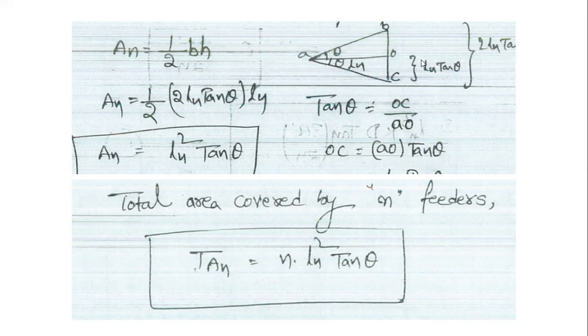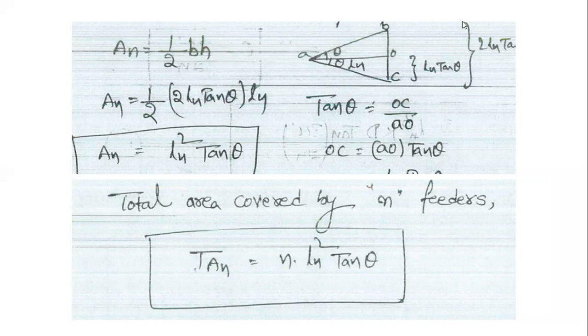What is the length of AO? That is ln. What is OC? OC is equal to ln into tan theta. Then substitute AN is equal to half into B into H. This is the base. B means the base and H is the height.